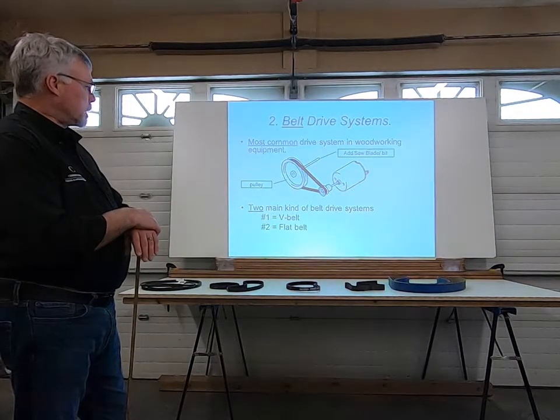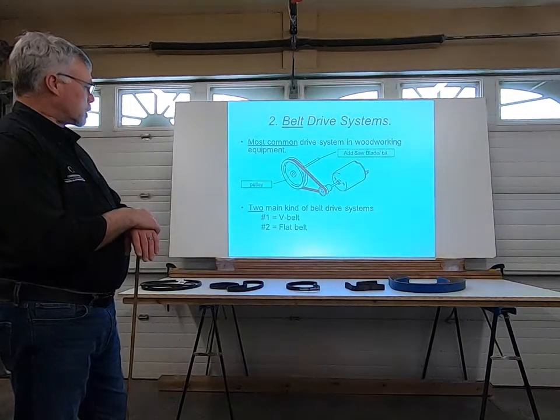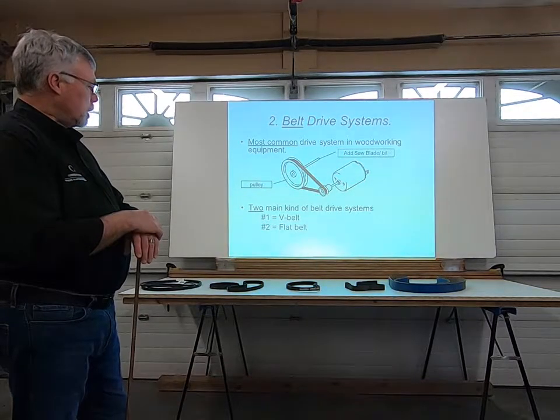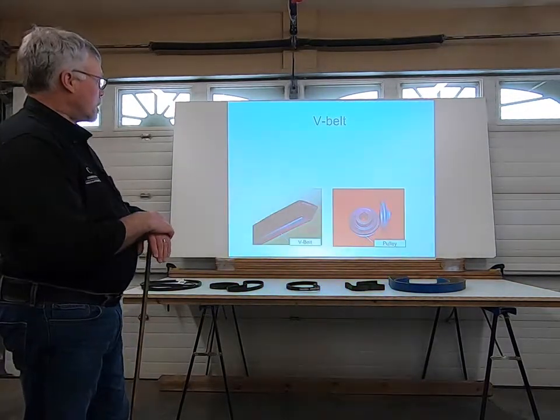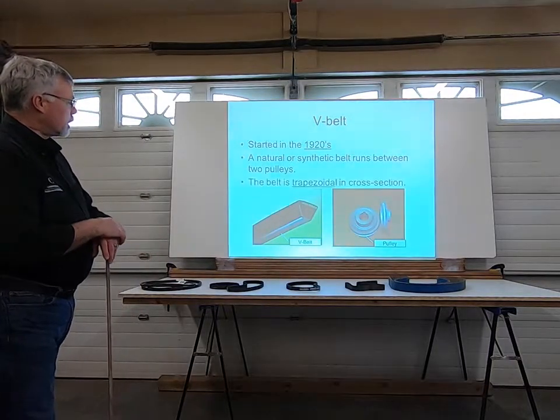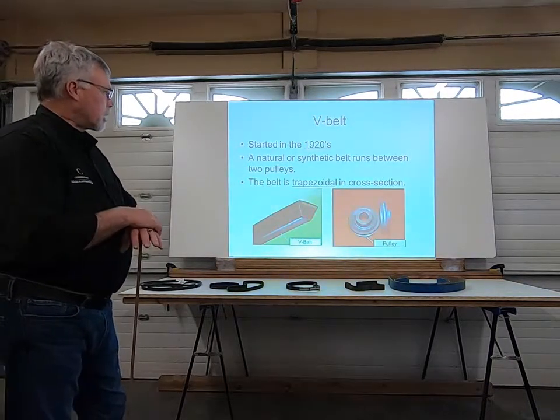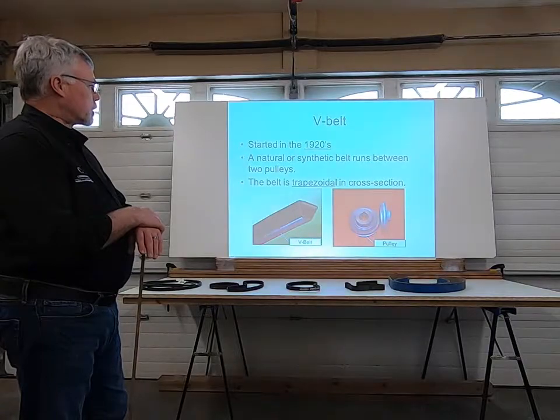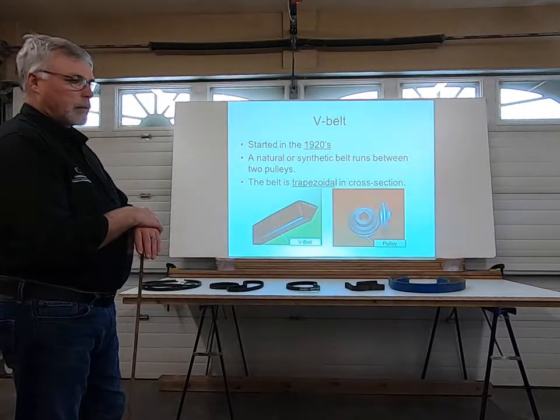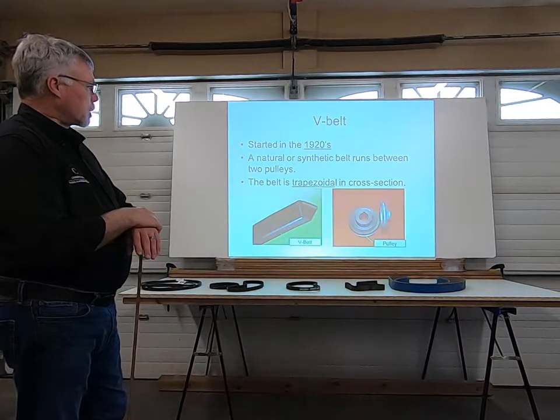There's two main types of belt drive systems, and that's going to be the V belt and the flat belt. The V belt, we've got a picture of it here. It actually started in the 1920s. We have synthetic belts or we have natural belts, and basically they're going to run between two pulleys.